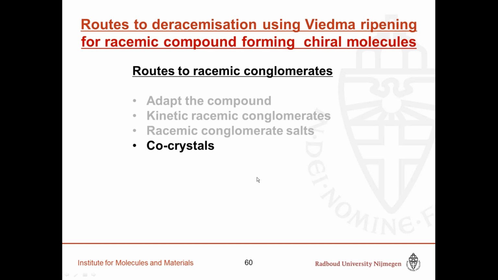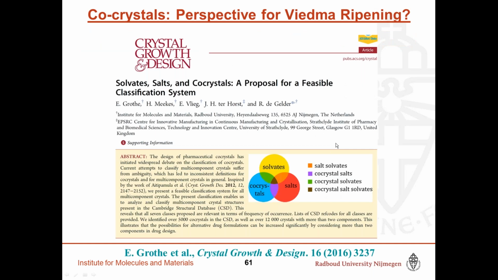Now, nowadays you could also consider to use co-crystals. We are still trying to find examples of that. There are 1 or 2, one of which we found, but I will not show it; it is somewhere in the reference I give you afterwards. But what I wanted to draw your attention to is a paper by Eline Grote on co-crystals in general, on multi-component crystals. She made a new classification system of solvates, co-crystals, salts, and combinations thereof, and it's a well-cited publication.